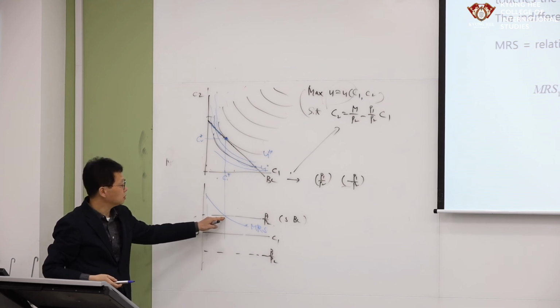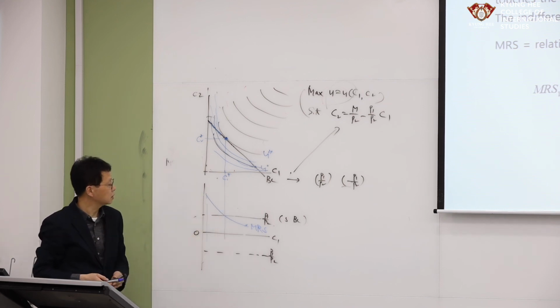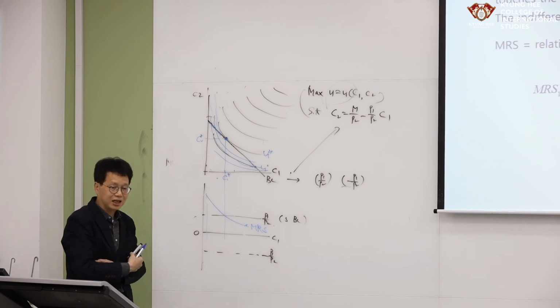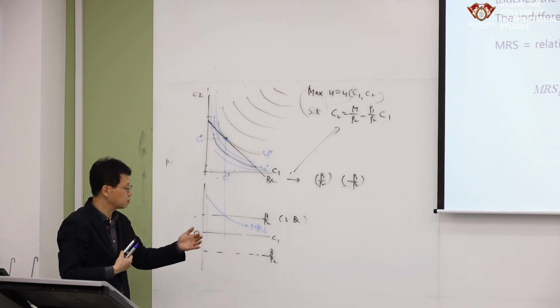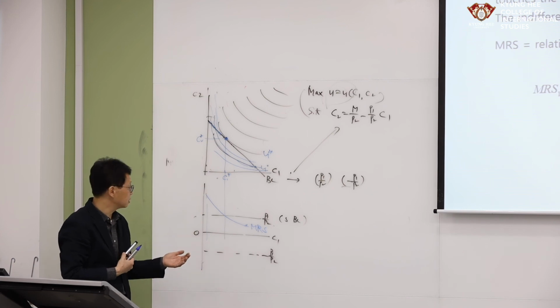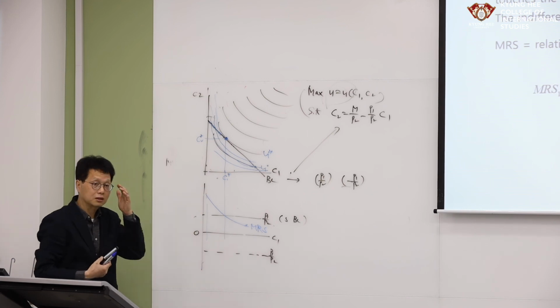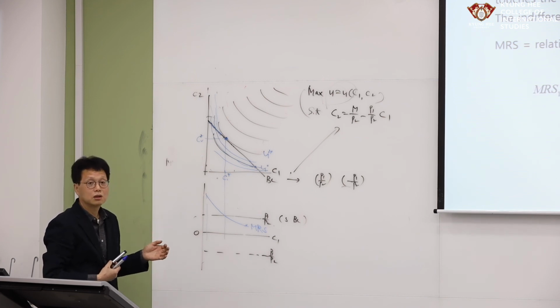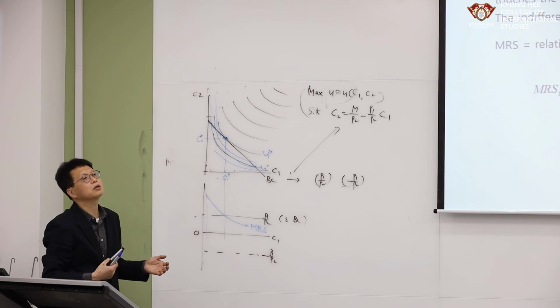MRS is equal to P1 over P2. P1 over P2 is the relative price of good one in terms of good two at the market. That is the objective rate, right? MRS is the subjective rate evaluated by the household, each consumer. You already have lots of pizza, your MRS is very low.